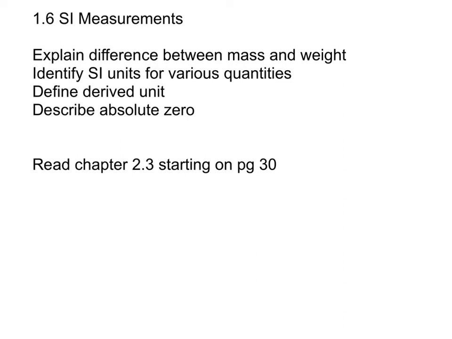Lesson 1.6, we're going to take a closer look at these SI measurements. Our first objective for the lesson is for you to explain the difference between mass and weight. Second is to identify SI units for various quantities. Then we want you to define the term derived unit, and of course, describe absolute zero. Your reading for this one is 2.3, starting on page 30.